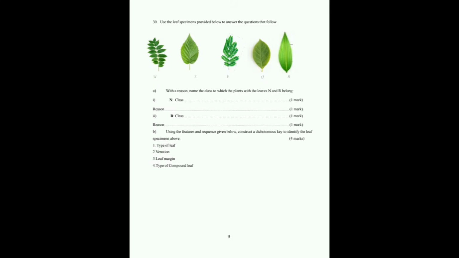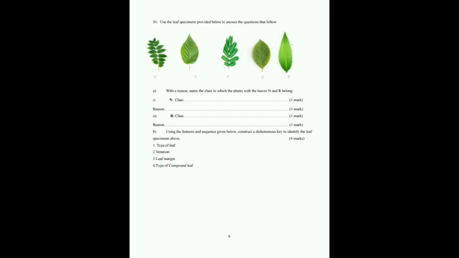Using the features in the sequence given below, construct the dichotomous key to identify the leaf specimens above. 1, you are supposed to look at the type of the leaf. 2, you are supposed to look at the venation. 3, you are supposed to look at the leaf margin. And then 4, you are supposed to look at the type of the compound leaf. So we start by saying 1A, based on the first procedure, you're talking about the type of the leaf.